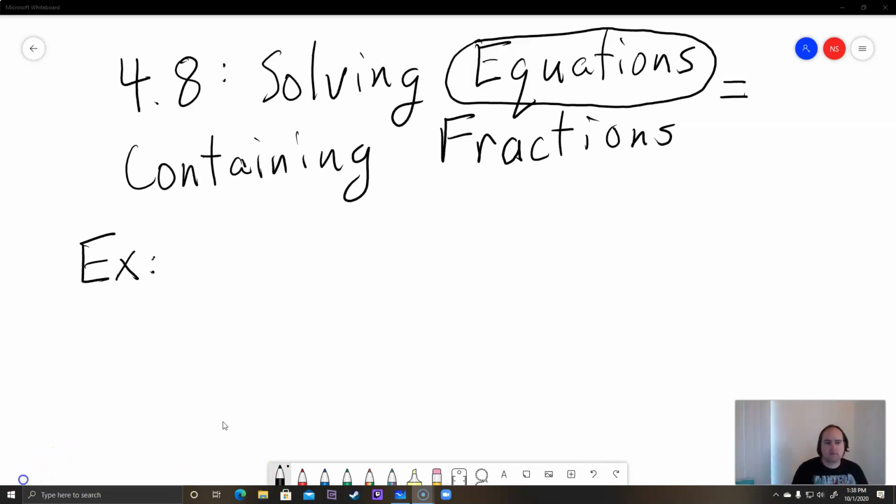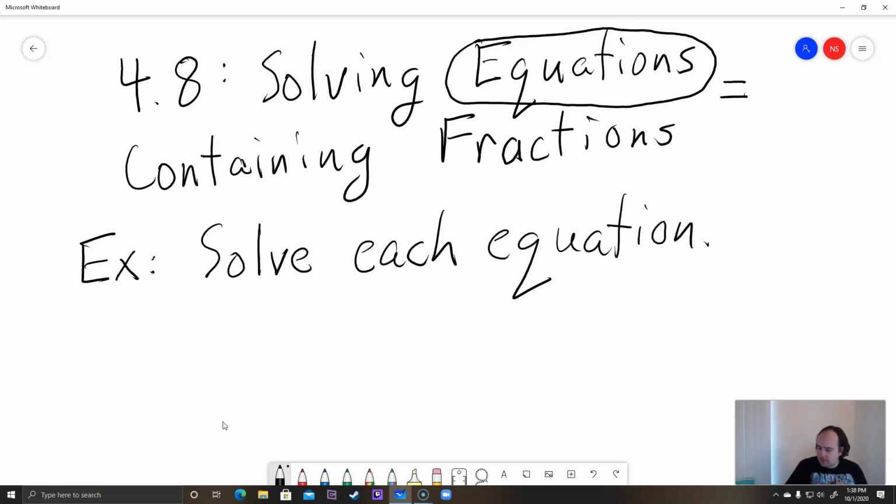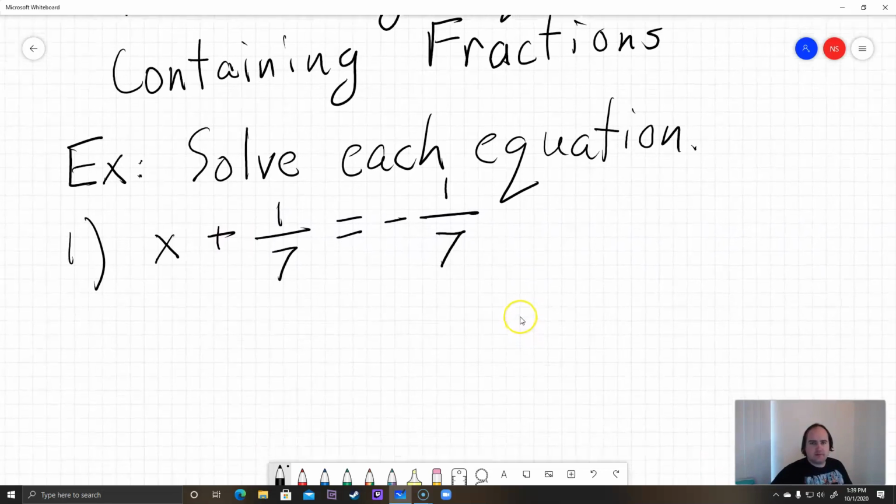Let me pause this. Okay, so the instructions here are: solve each equation. And for problem number one, we're going to be doing x plus 1/7 equals negative 1/7.